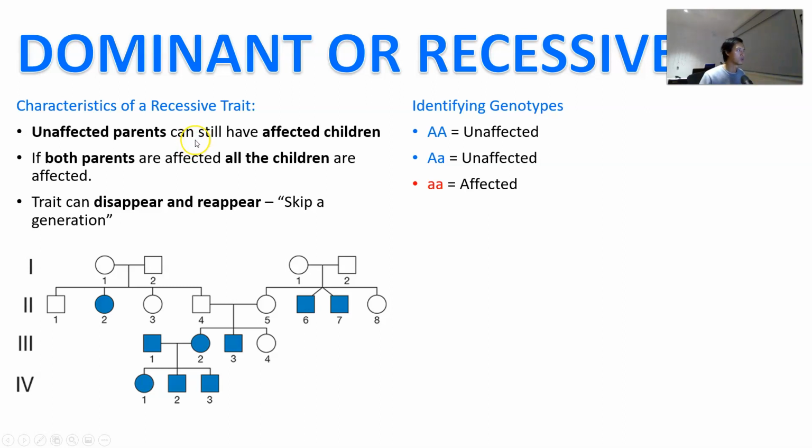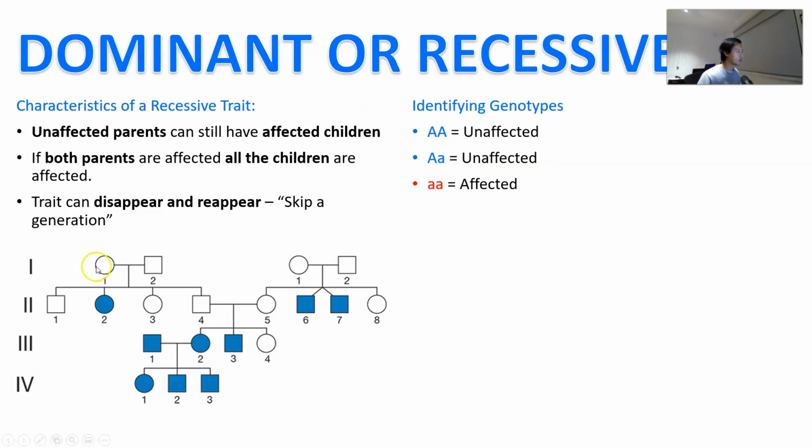It's a recessive lineage with a recessive trait. If both parents have it, all the kids will have it, and a trait can disappear and reappear and seemingly skip a generation, right? So if you identify the genotypes here, a lowercase a and lowercase a will be affected, whereas the heterozygous genotype is going to be unaffected, right? So you can once again plot out your genotypes based on what we understand, right?